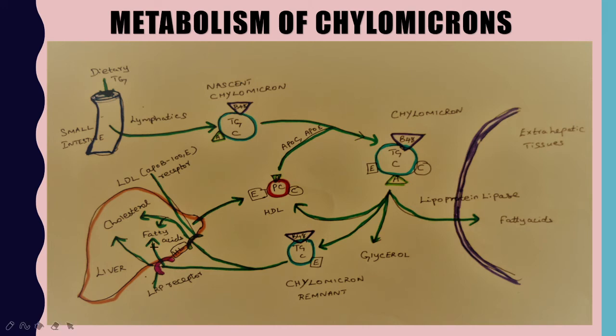So in the liver, after the metabolism of this chylomicron remnant, we get free cholesterol, free fatty acid and glycerol. Then some of the chylomicron remnants will be metabolized into phospholipid rich lipoprotein. Such phospholipid rich lipoprotein will be termed as remnants. The fate of these phospholipid remnants is not known.